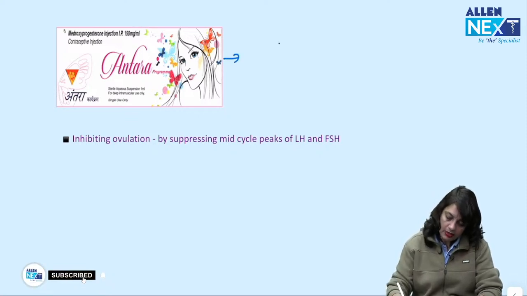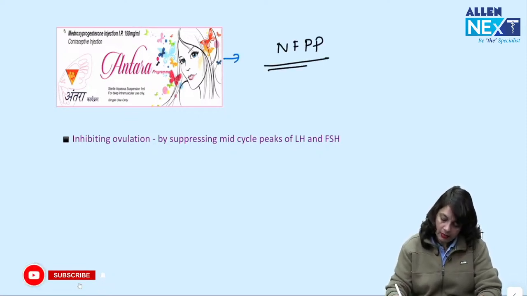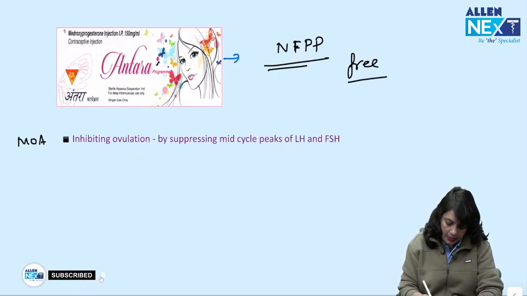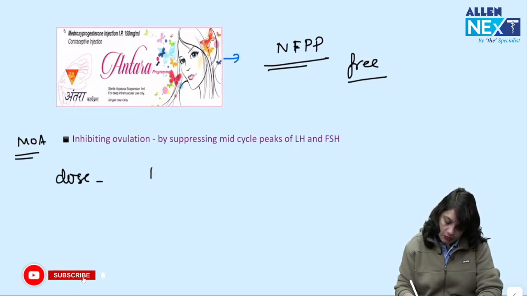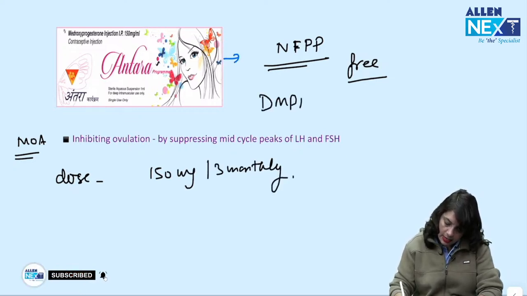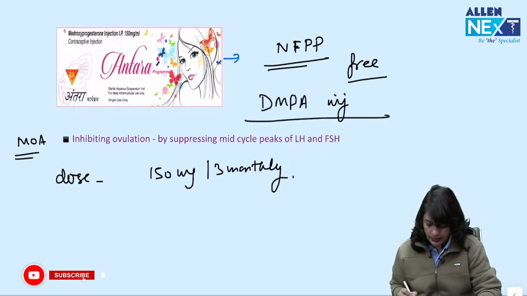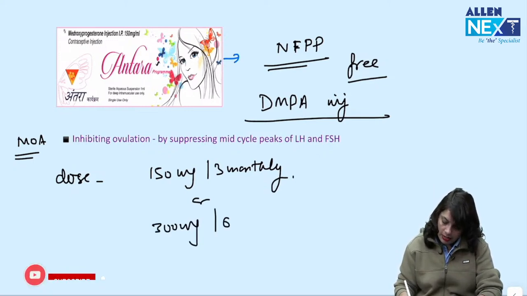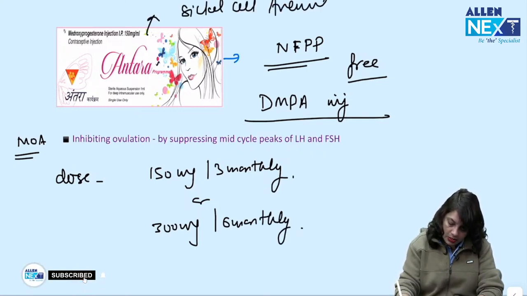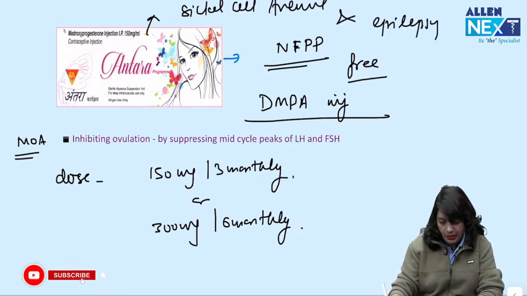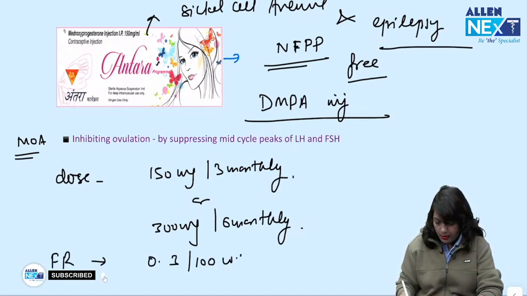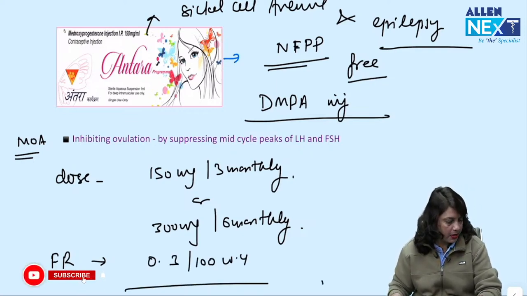This is National Family Planning method of contraception, which is free, in the government supply. Okay, mechanism of action is inhibiting ovulation. Dose is 150 milligram 3 monthly injection. This is DMPA injection, depot medroxyprogesterone acetate, or it can be given 300 milligram 6 monthly injection. This is a choice of contraception in sickle cell anemia patient, and it is also preferred in epilepsy patient. Okay. Now failure rate of DMPA injection is 0.3 per 100 women years.